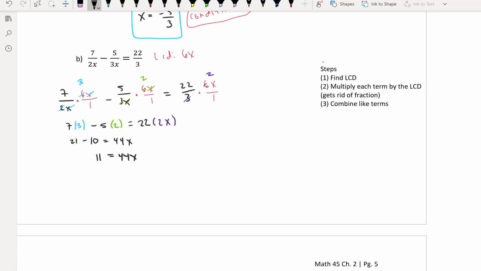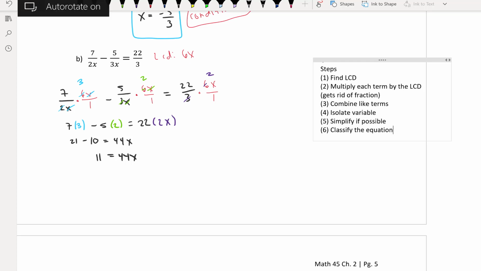And so now for my step 4, I definitely want to get my variable isolated. And once I get that isolated, then of course I want to simplify if possible. And the last thing I'm going to do is classify the equation. Okay, so I have all of my steps listed out to kind of help me out.